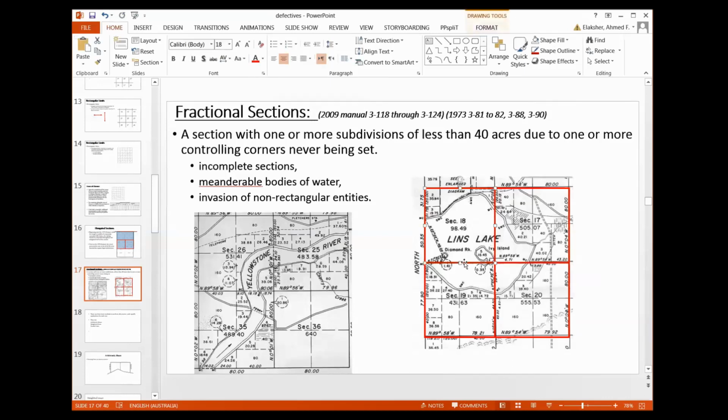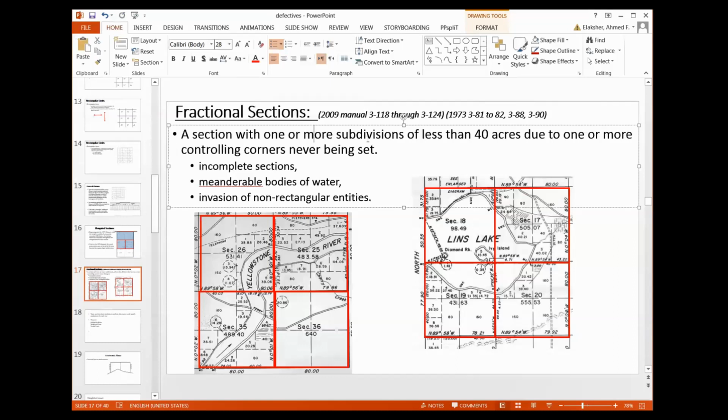If you apply the same thing for another case, you see here that section 25, the Yellowstone River is passing through it, and it's not allowing us to subdivide it into these quarter sections of 40 acres here. However, section 33 is a normal section, so we have no issues with that. It's not a fractional section. And section 35 is also invaded by the river, and same thing for this section 26. So you now see a little bit more about what a fractional section is.